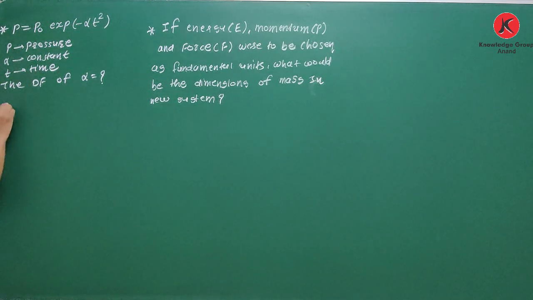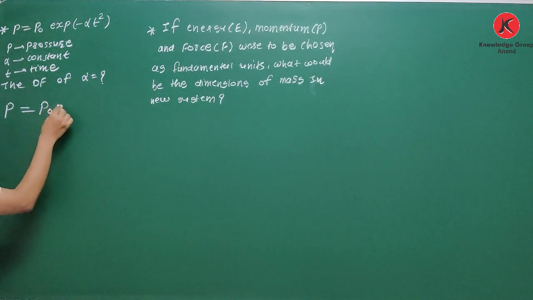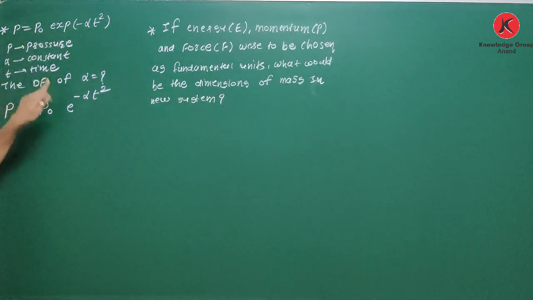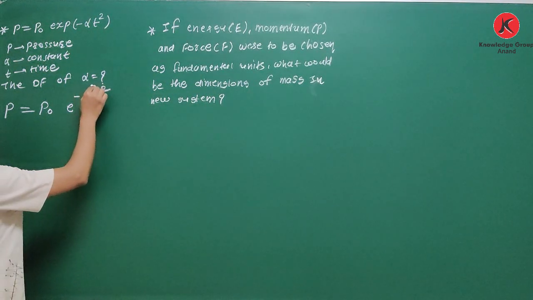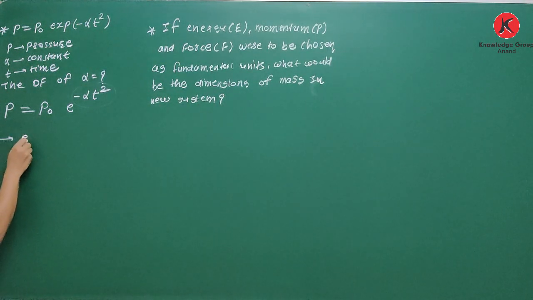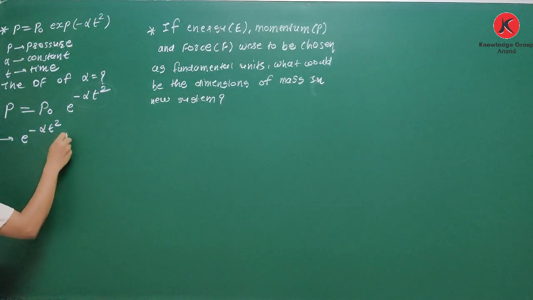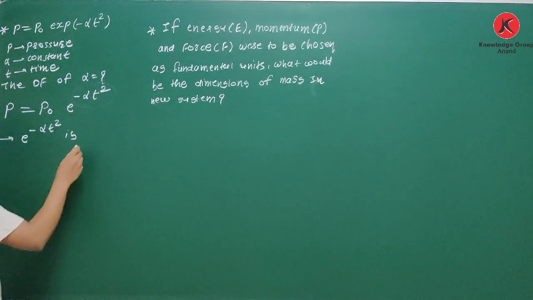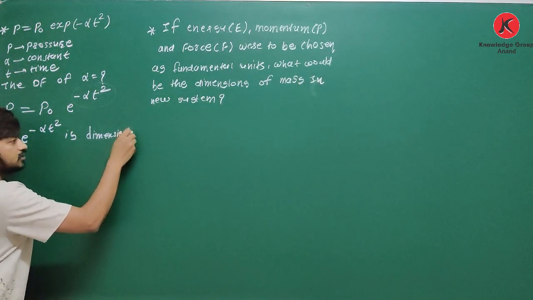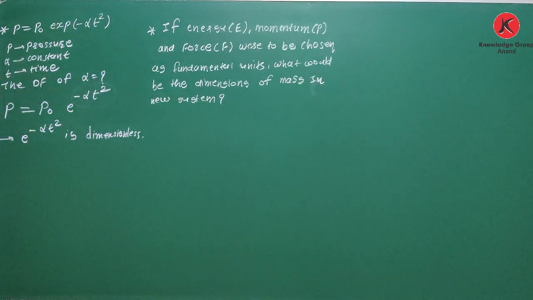I can write this equation as P is equal to P0 e raised to minus alpha t square. You have to find the dimensional formula of alpha. Where is alpha? Alpha is here as the power of e. And we know that e raised to minus alpha t square is an exponential function and it is dimensionless. Clear about this?